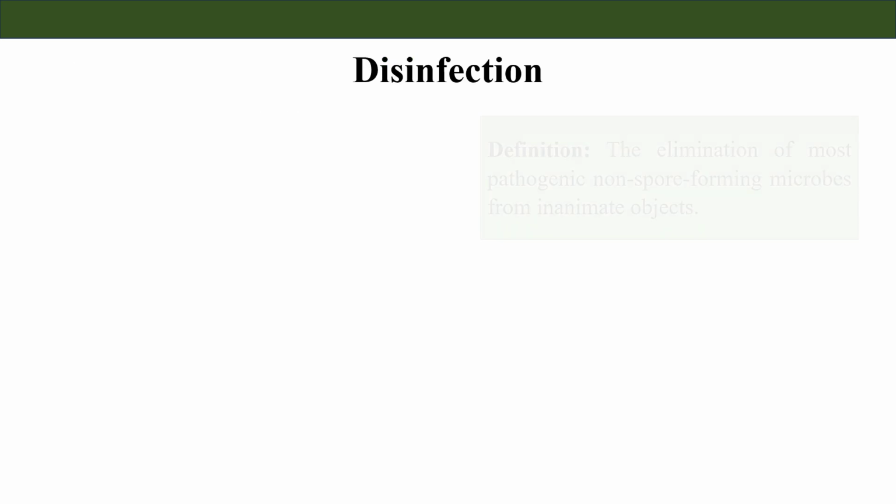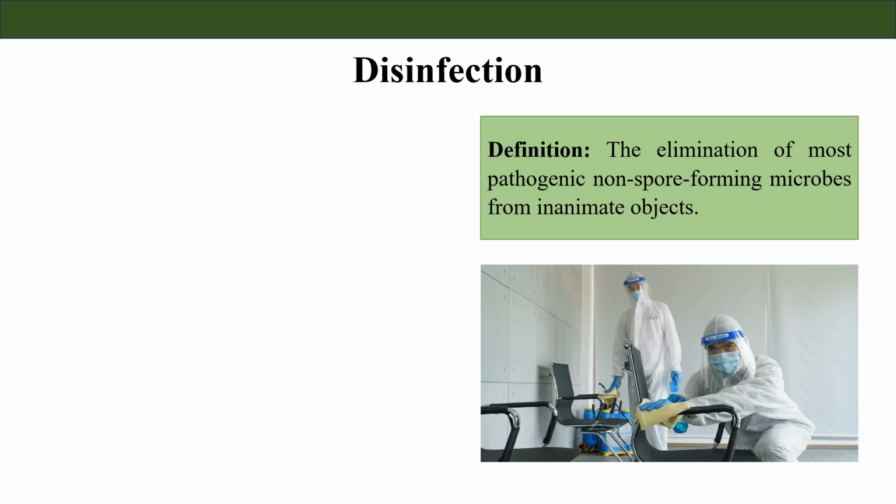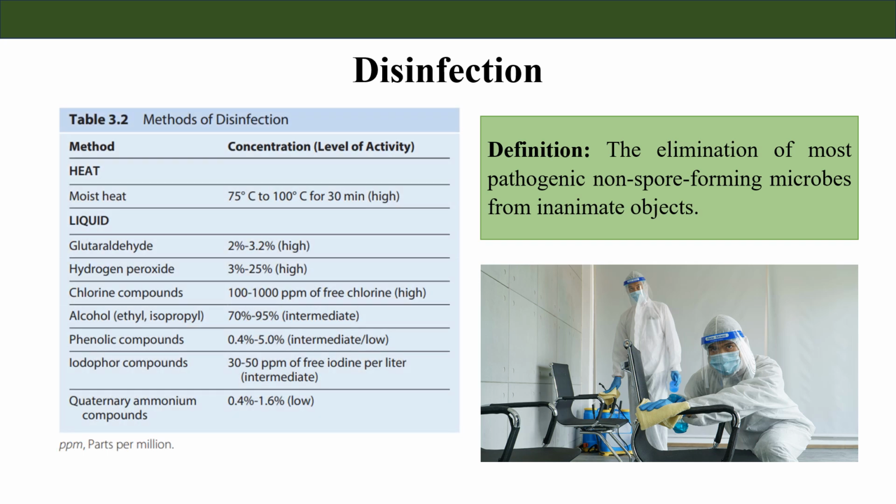Now let's move on to disinfection. Disinfection is the elimination of most pathogenic non-spore-forming microbes from inanimate objects. Disinfection processes are categorized into high-level, intermediate-level, and low-level, each with specific applications. Table 3.2 provides a detailed summary of various disinfectants, their concentrations, and levels of activity.